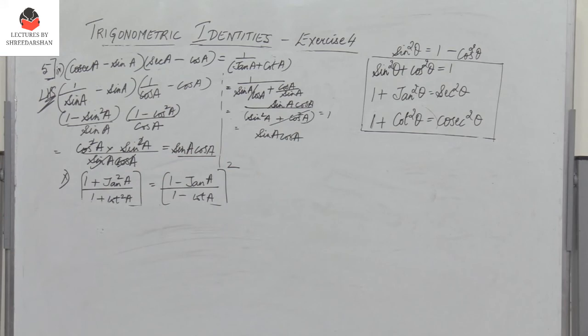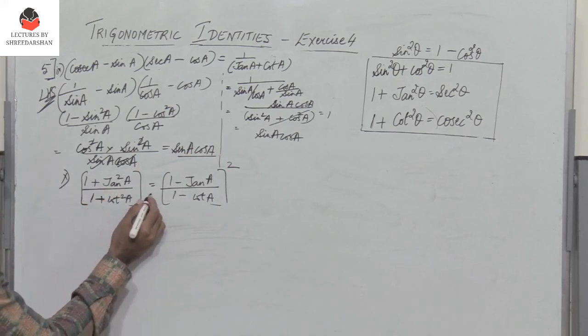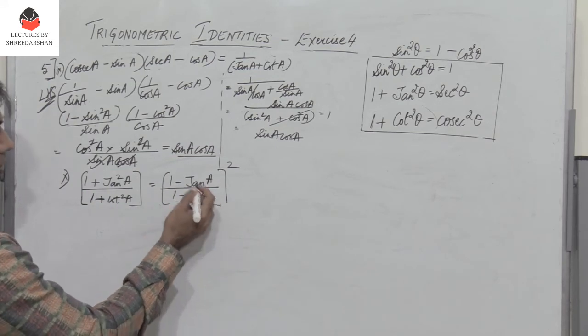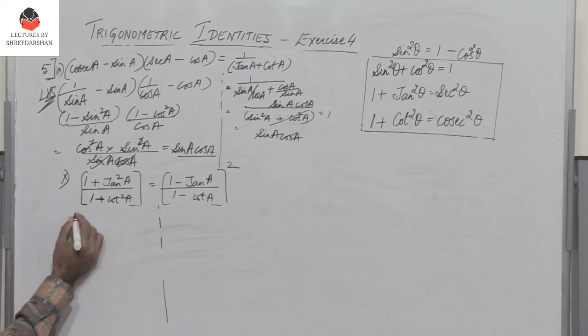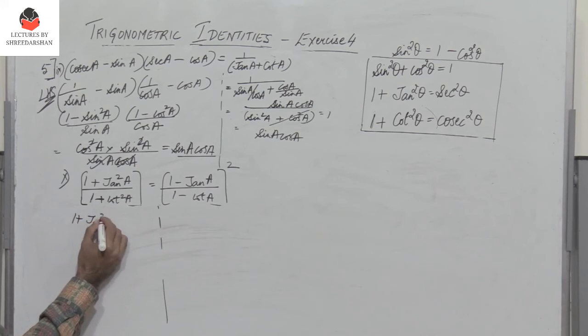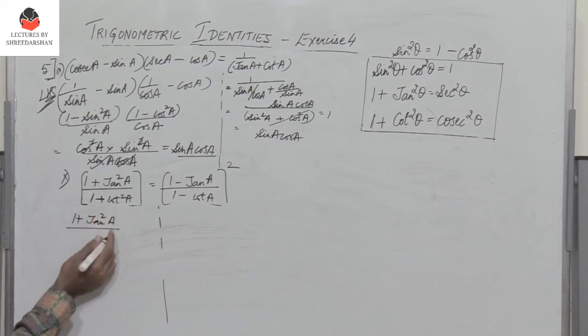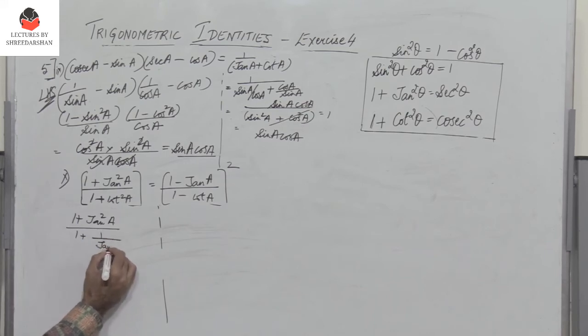Now the last problem we have: 1 plus tan square A divided by 1 plus cot square A is equal to 1 minus tan A divided by 1 minus cot A, the whole square. So now what do we do? Again I use the same principle of simplifying the LHS and RHS separately. So if I simplify the LHS, I have 1 plus tan square A divided by, so I will write cot A in terms of tan A. So we know that cot A is 1 by tan A, so cot square A is 1 by tan square A.